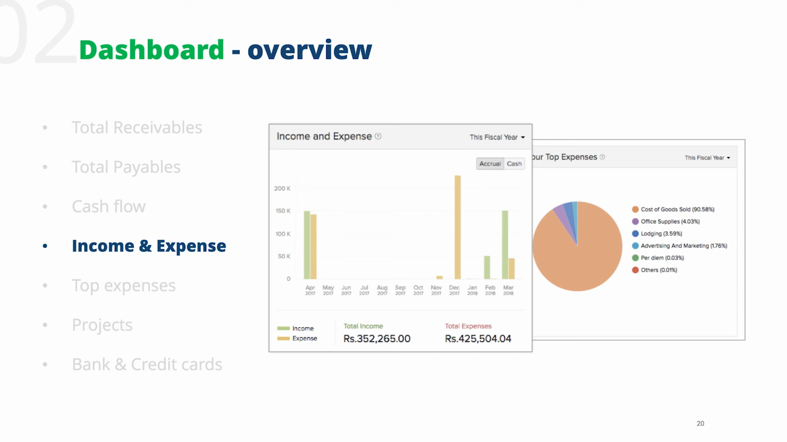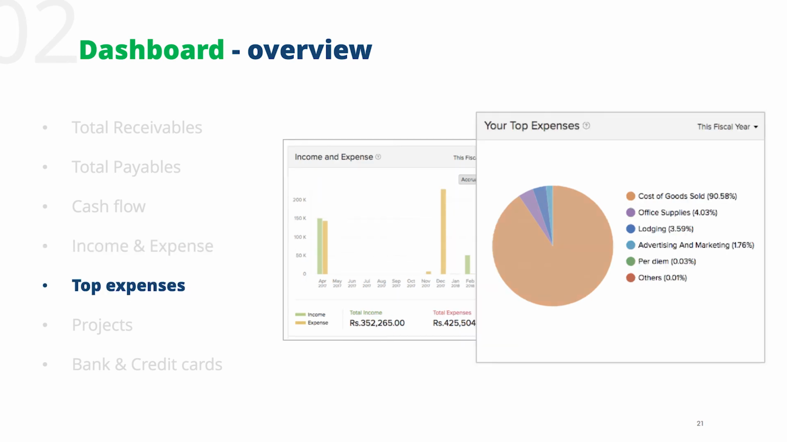As we scroll down, we will see the income and expense section. This is really important to keep a check on our expenses. As you can see here, the expenses are exceeding the income, which is not a good sign. Now, to see on what we spend the most, we have the top expenses section, which clearly illustrates the various areas where we incur a lot of expenses in the form of a pie chart.